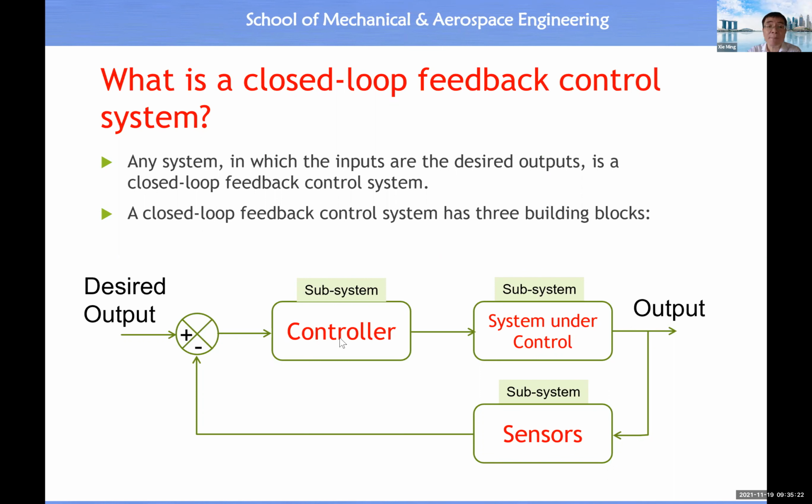But this error could be anything. That is the magic. Because I can design a system which responds to error, I don't care about the nature of the error. Error could be a difference in position, difference in force, difference in torque, difference in velocity, difference in acceleration, difference in temperature, difference in pressure.